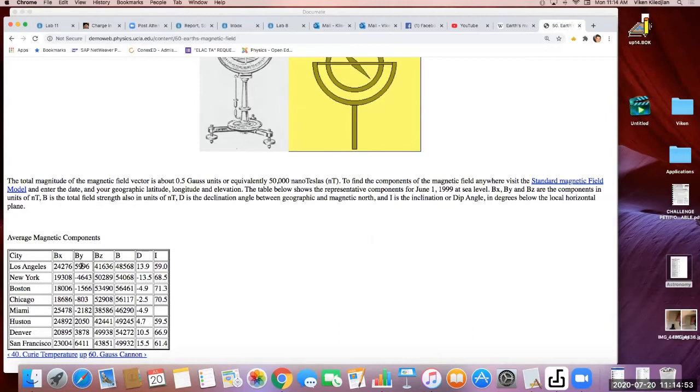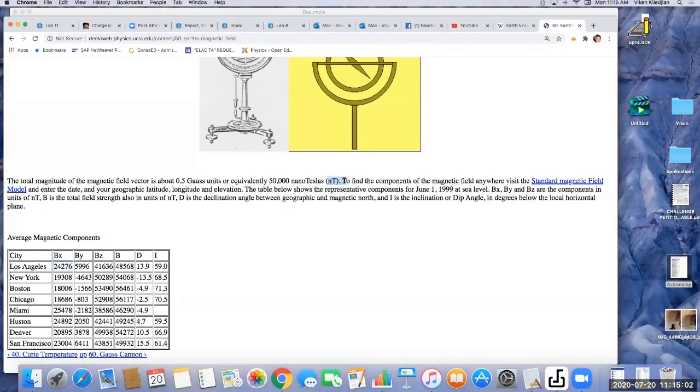So right now it says this is as of June 1, 1999. So 24,000 nanoteslas, right? So for Los Angeles, let's see here. I'm trying to fit it into this page. So for Los Angeles, we have BX 24,276, BY 5996, BZ is equal to 41,636.